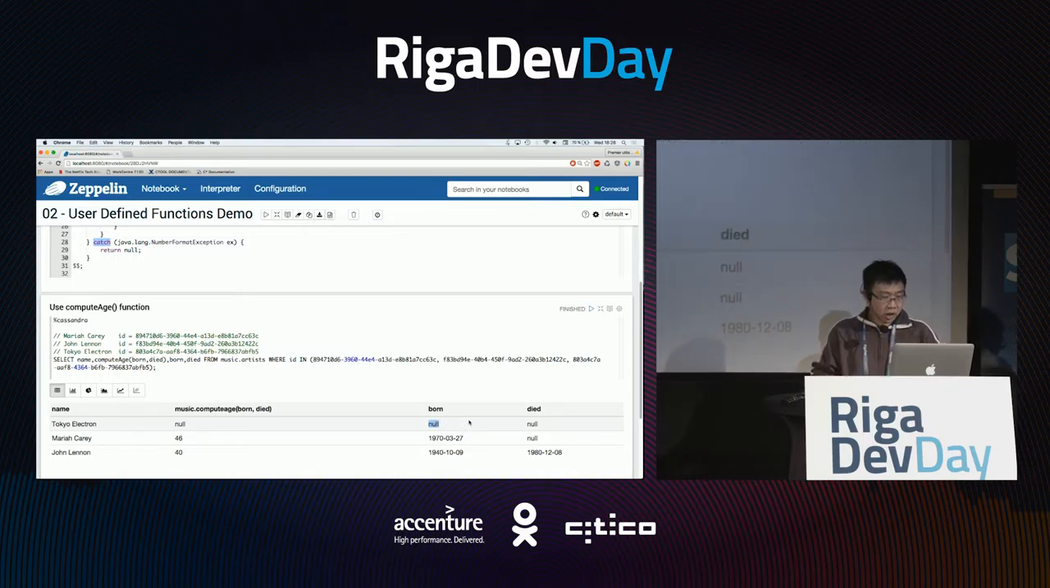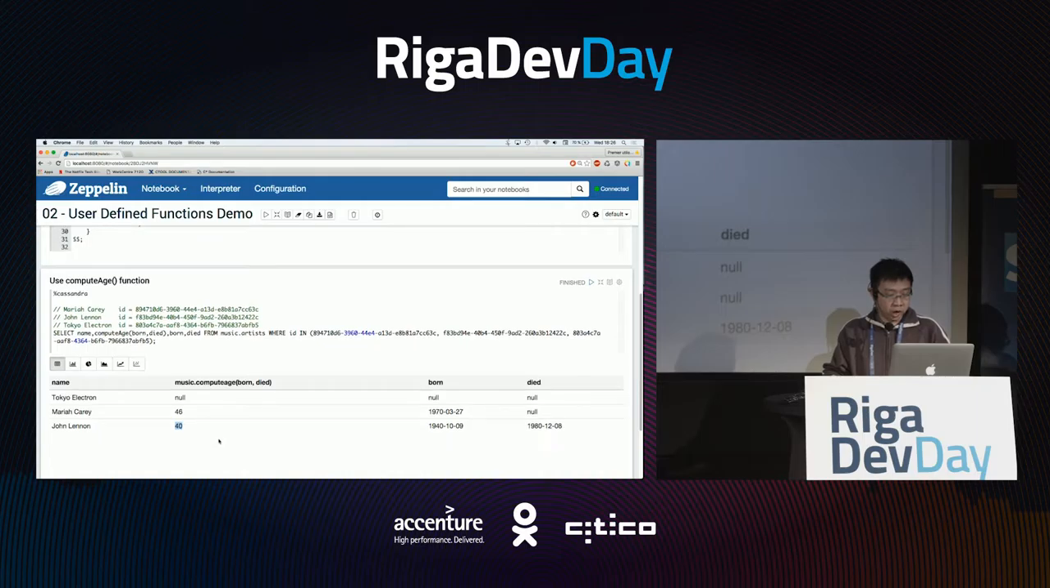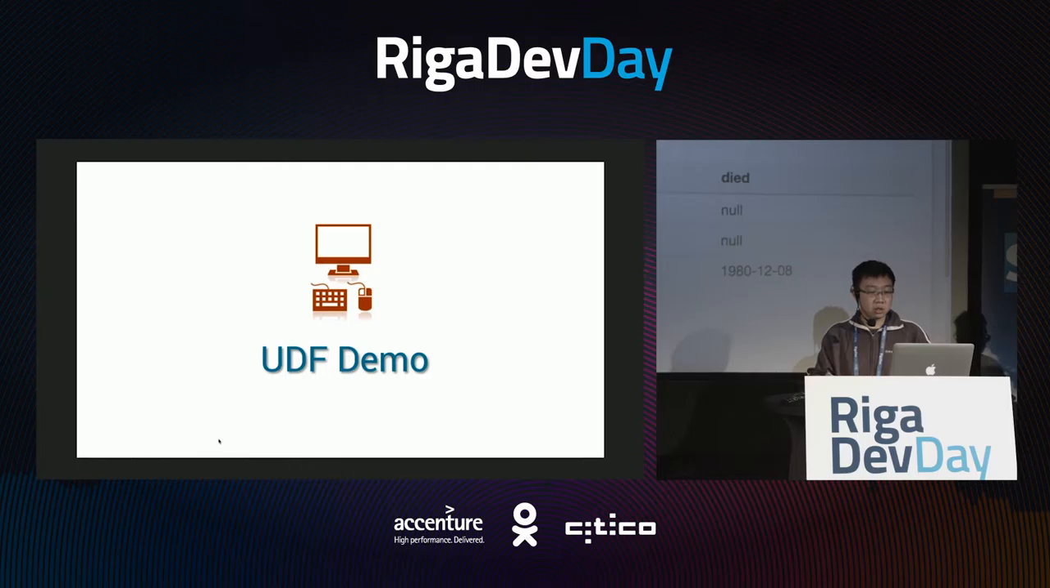Okay, here for Tokyo Electron, since we don't have any date, well, we cannot compute the age, so we return null. Mariah Carey is still alive, so we know that she's 46. John Lennon, well, he died in the past. We have all the dates, so we are able to compute also the age. Pretty simple.